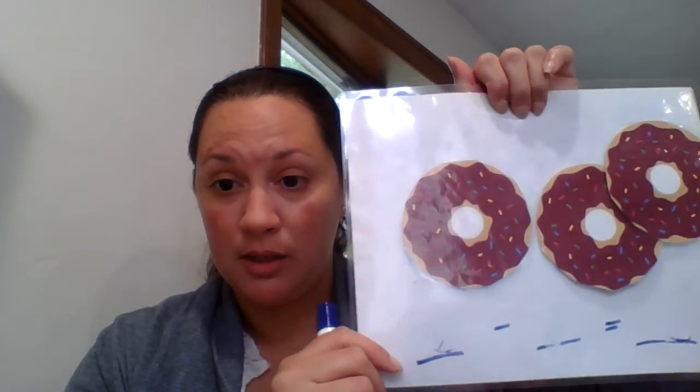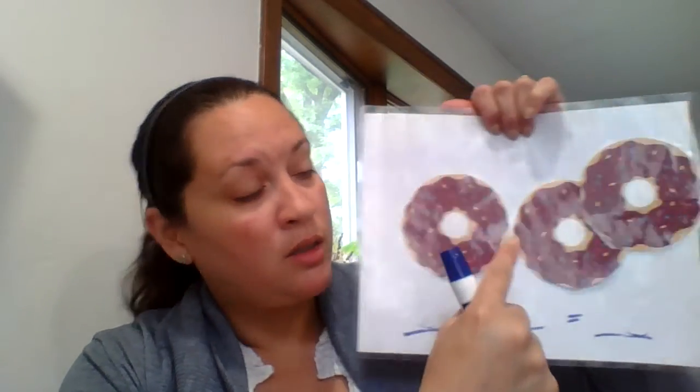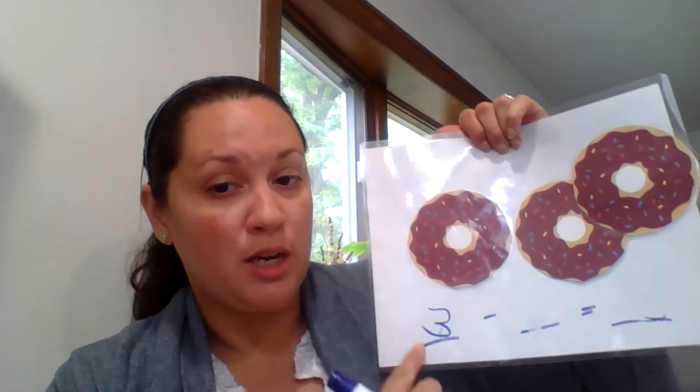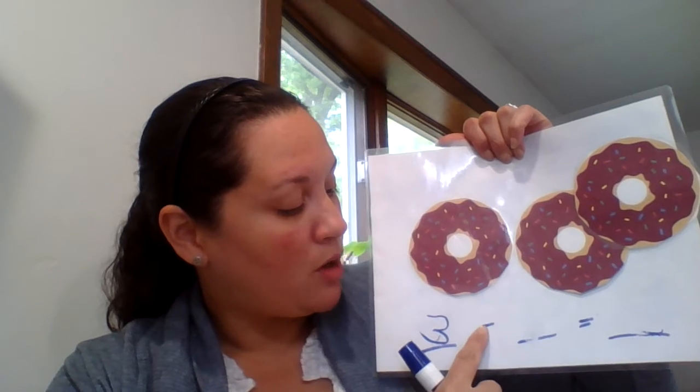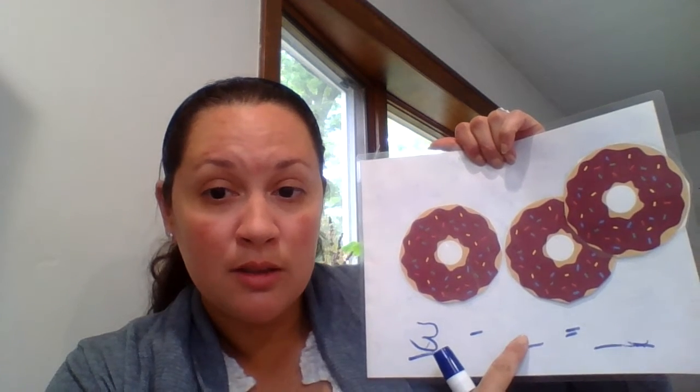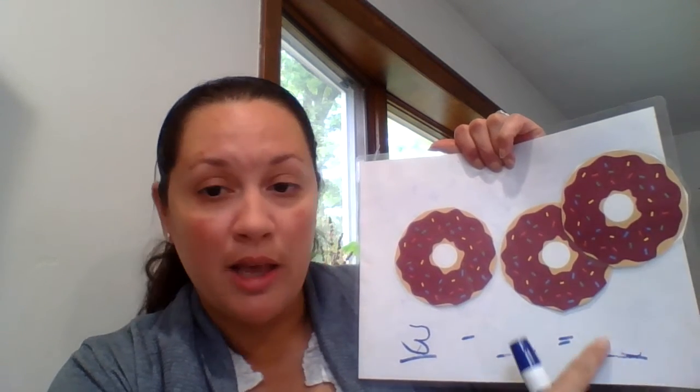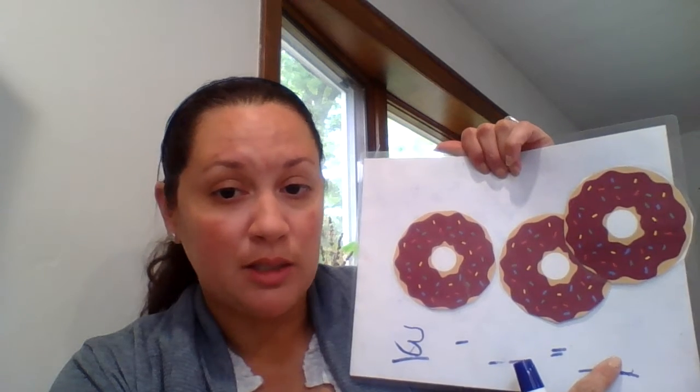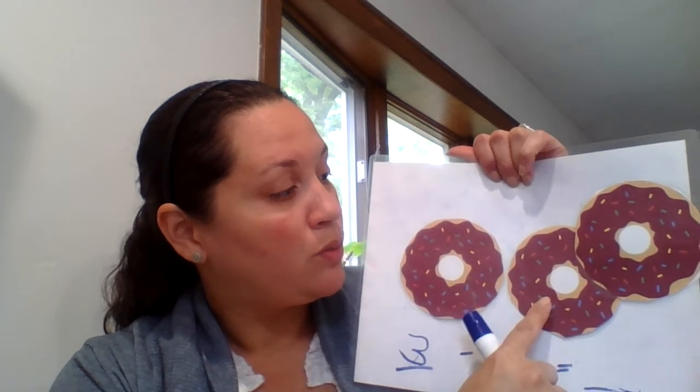So what number are we going to start with? How many do we have right now? Let's see. I have 1, 2, 3 donuts. So I know that I'm starting with 3 donuts. I need to know what I'm taking away, how many, and then what's left over, how many are left. So let's count. 1, 2, 3.